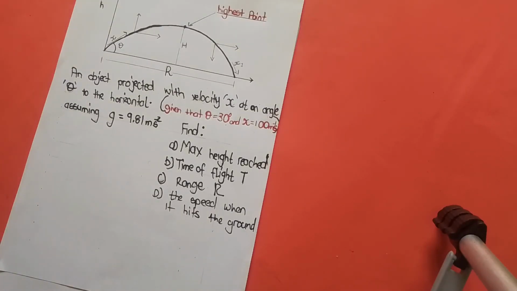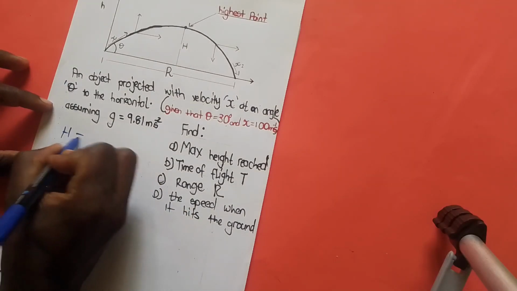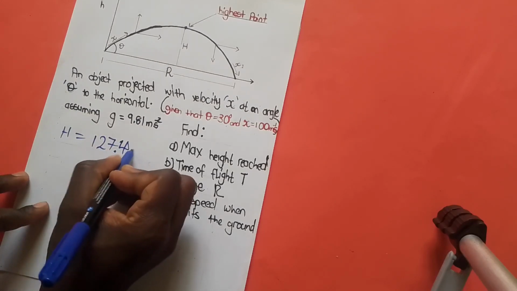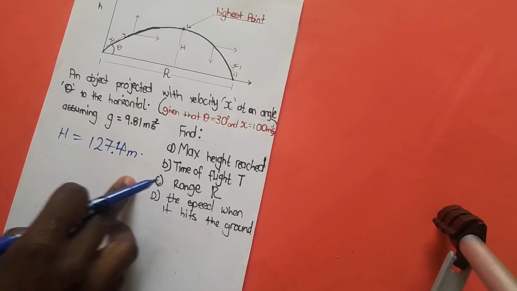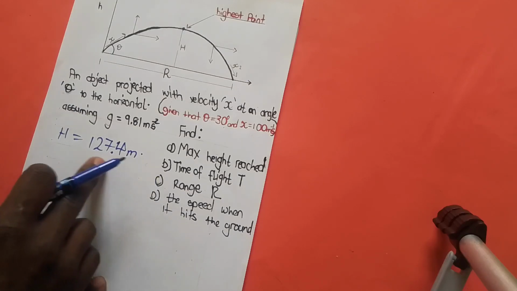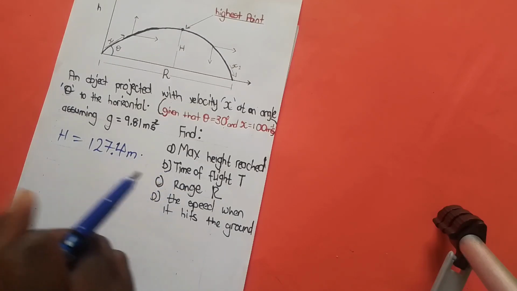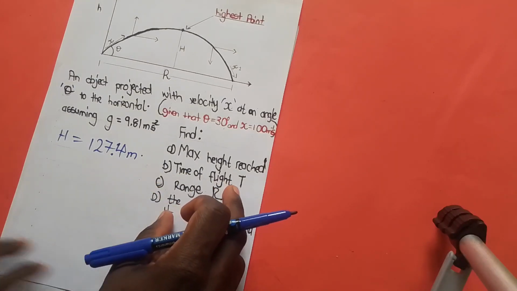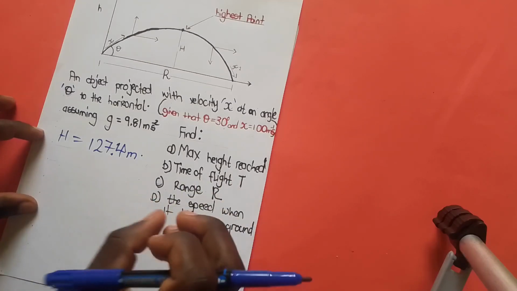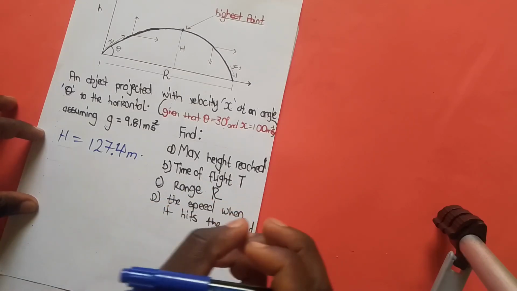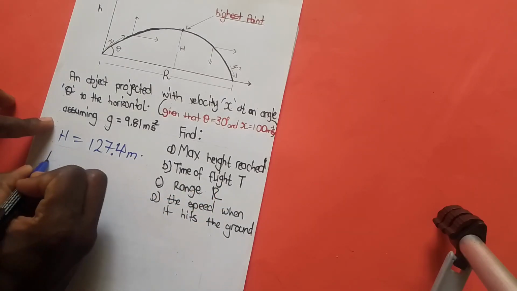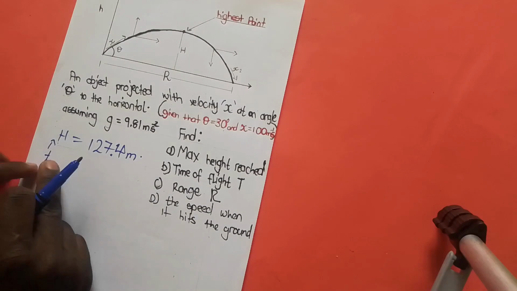Okay, so we've calculated part A of the question and we found that the maximum height h is equal to 127.4 meters. That's the maximum height reached by the object, right? So right now we're moving on to part B of the question, which is the time of flight. And I want you to take note of something. The time of flight is twice the time taken to reach the maximum height. Okay, let's say the time taken to reach the maximum height is t.